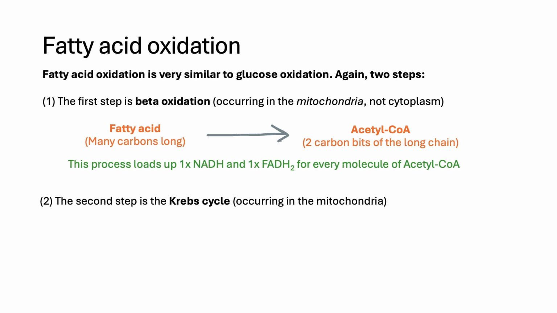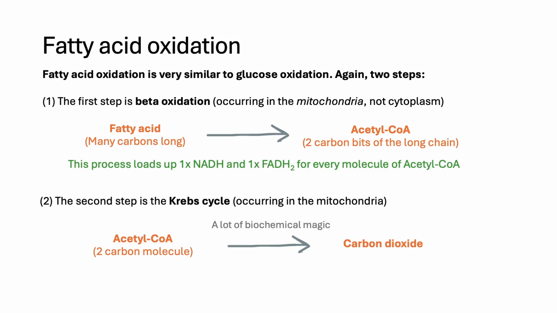So that's beta oxidation. We're going to take a long chain and chop up 2 carbons at a time. And then you know what happens next. We take the acetyl-CoA, these 2-carbon bits, and we feed it into the Krebs cycle, which is, that's right, a lot of biochemical magic. And that's going to break down the final bond, release the carbon as carbon dioxide, and we're going to load up 3 NADs, 1 FAD, and make 1 molecule of ATP. So that's fatty acid oxidation.